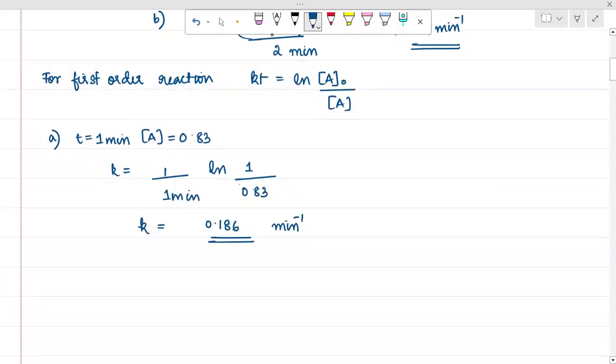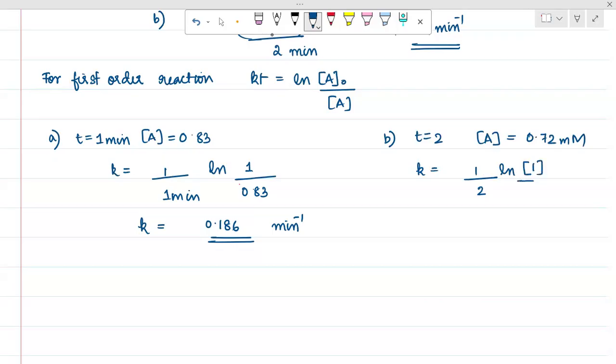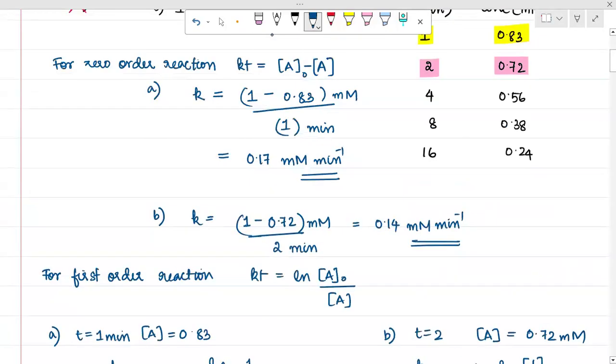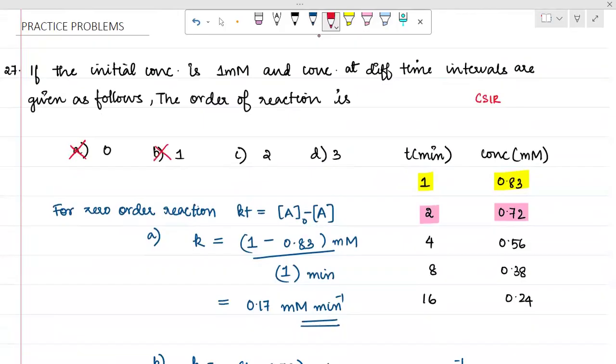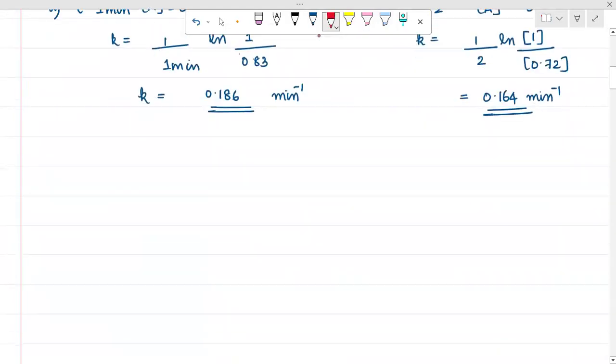Now we will put the same equation for another time. T is equal to 2, where the final concentration is 0.72 millimolar. So let's try. K is equal to 1 by 2 minutes, ln of initial concentration 1, final concentration 0.72. When you solve this using your calculator, please do it, okay? 0.164 is what I'm getting per minute. Again, they're not the same. 0.18 and 0.16, they're not the same, so this is not a first order reaction.